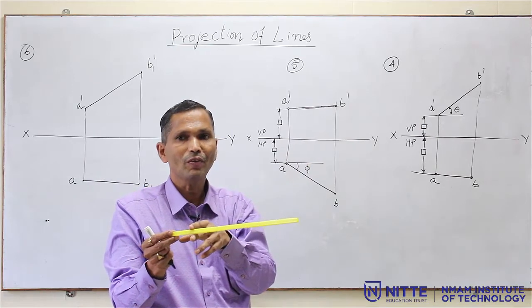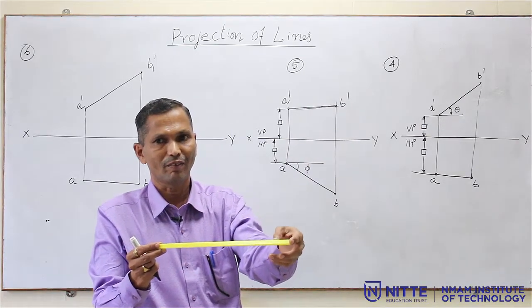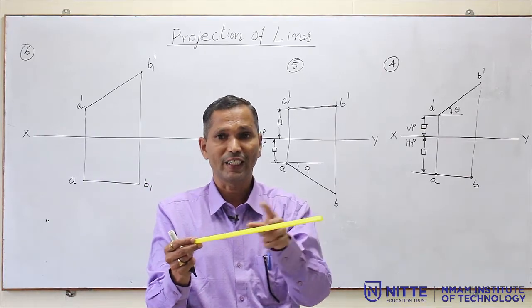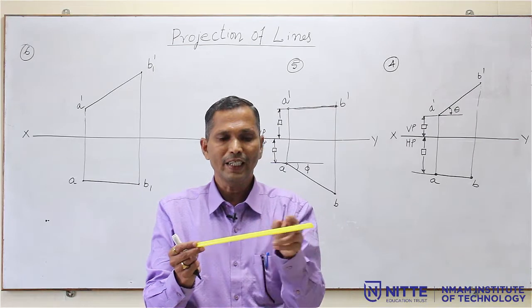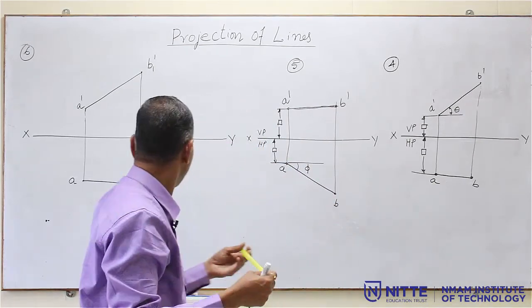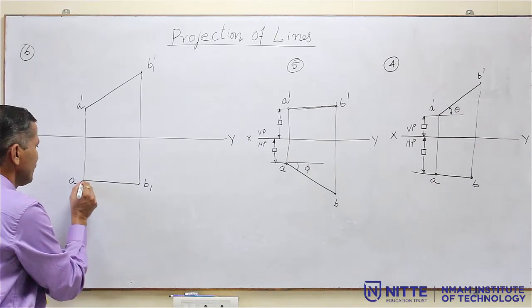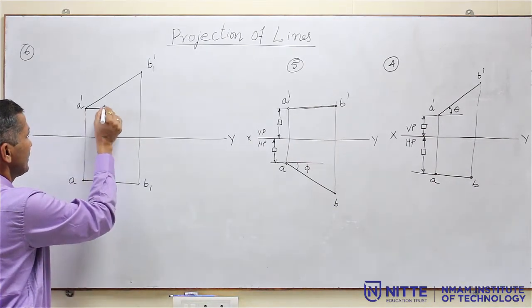Can we draw the top view? Yes, I can draw. What is the length? The true length, or 100 mm if it is given as 100 mm, or whatever the length given. But the point A I have not moved, only the point B I have moved. That means this point A is here only. So I will write, what is this angle? This is theta.